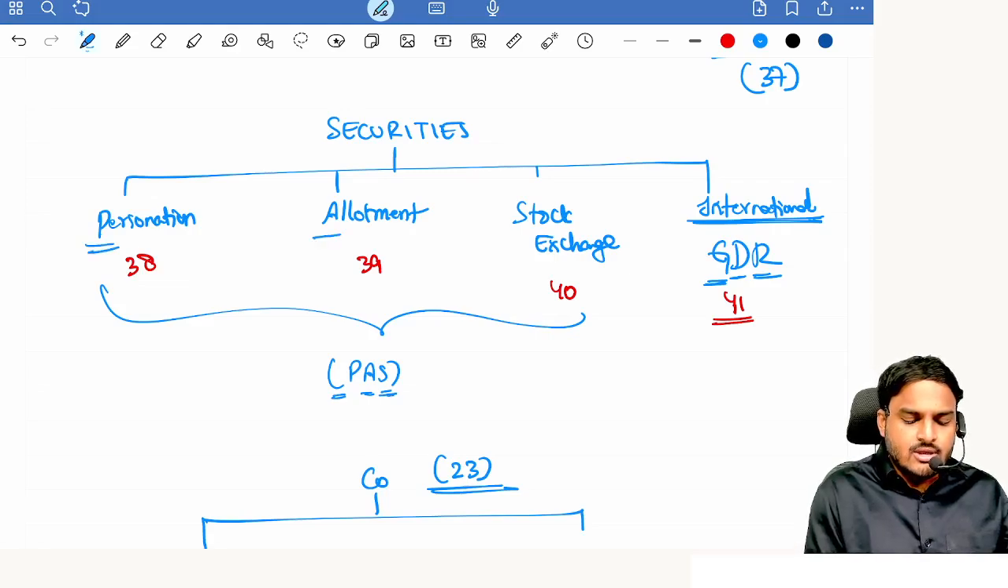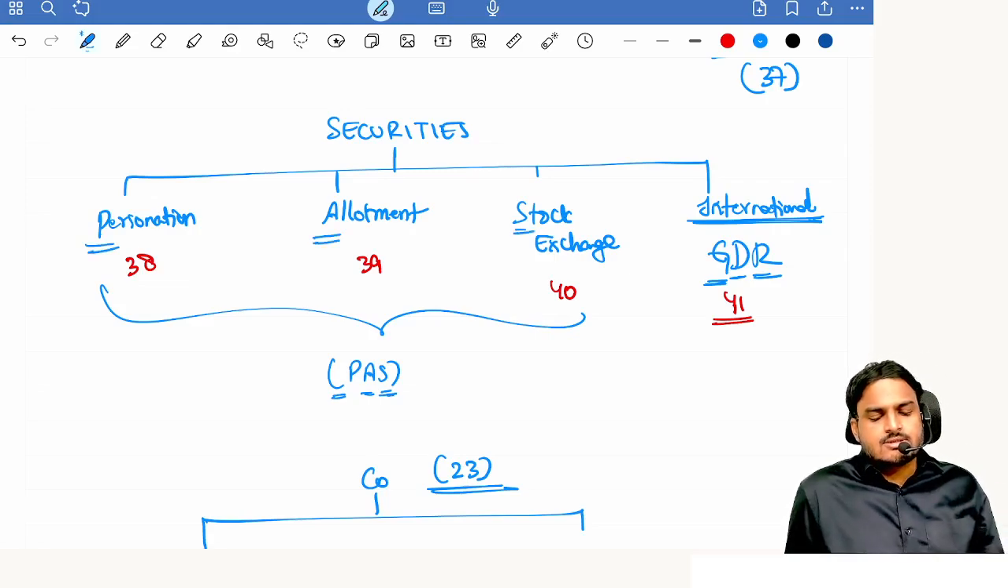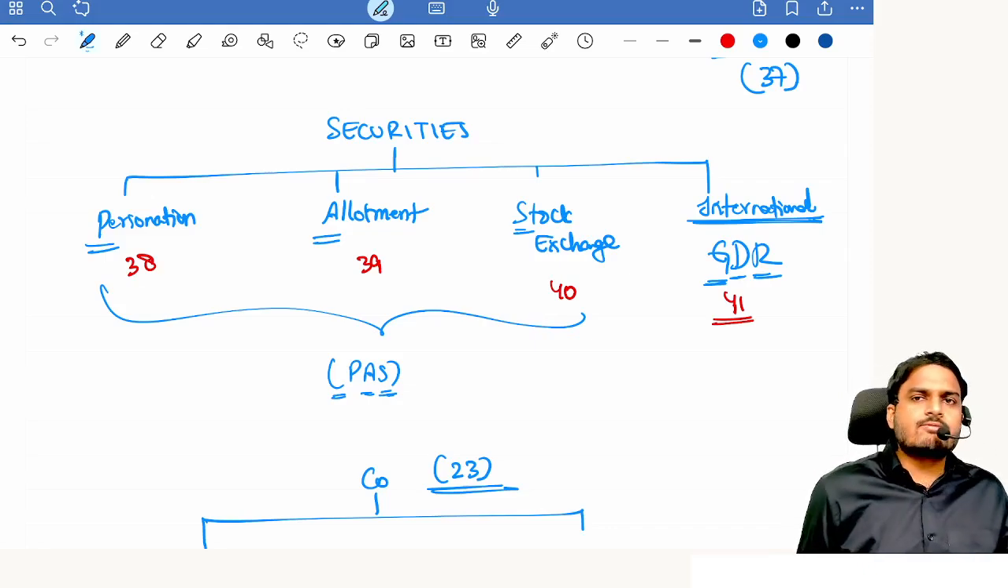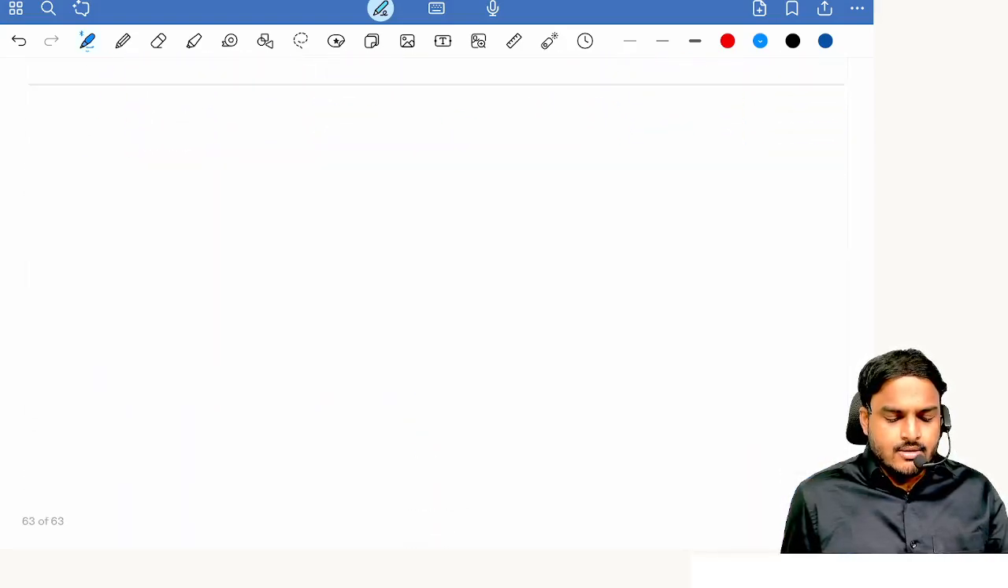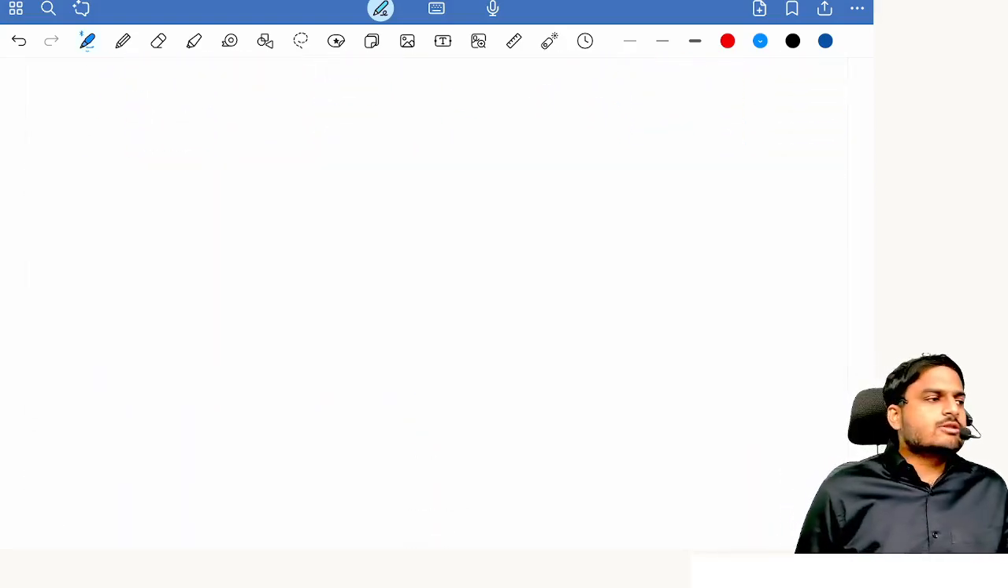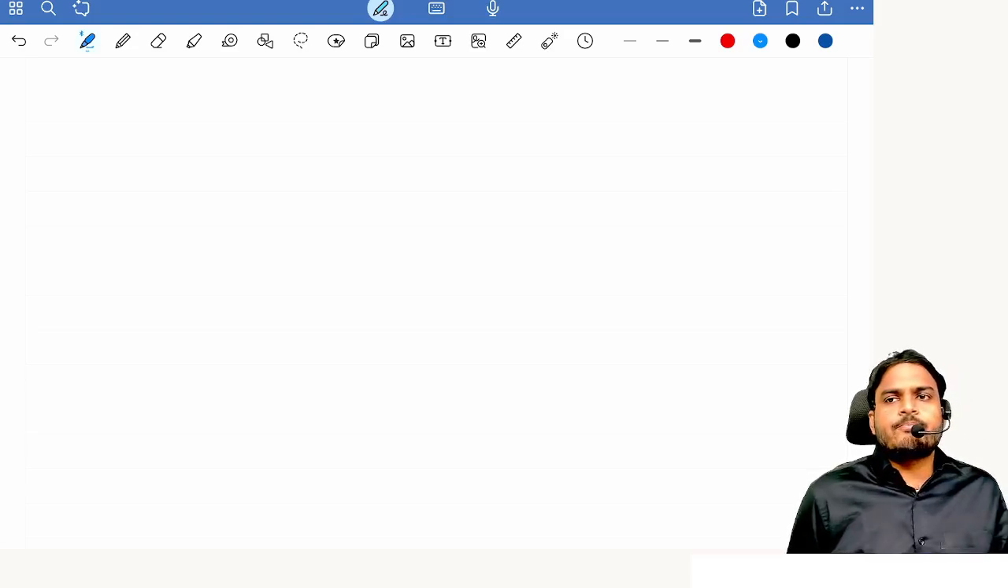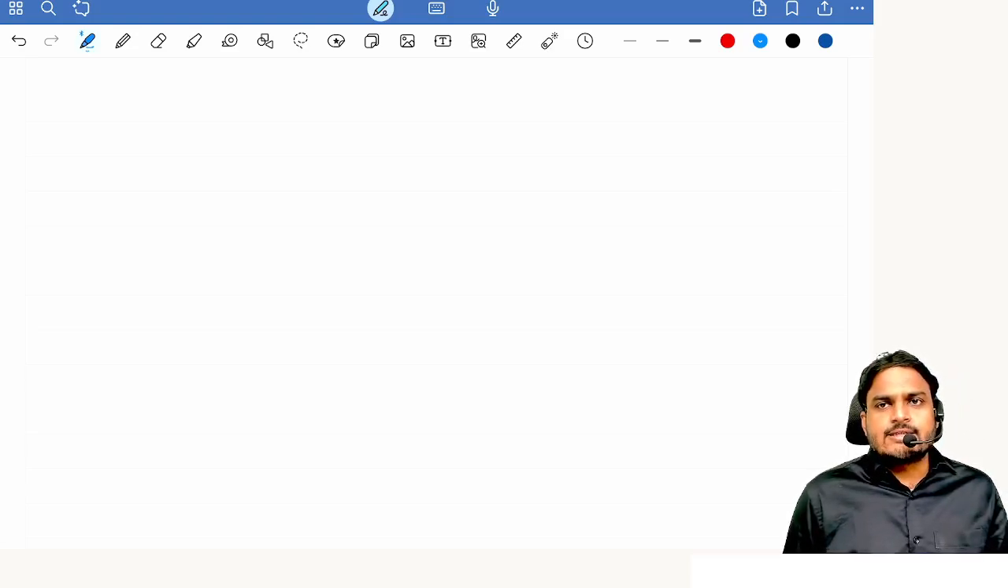So personation, allotment, stock exchange. Just remember like this. So in this way you can remember 20 sections. Come on, tell me, what is section 23, ma? Section 23, modes of issue of securities. 24, powers of CG and SEBI.